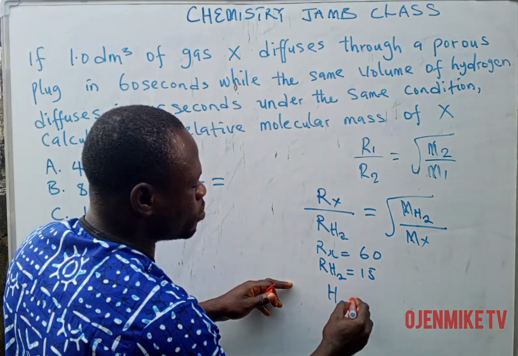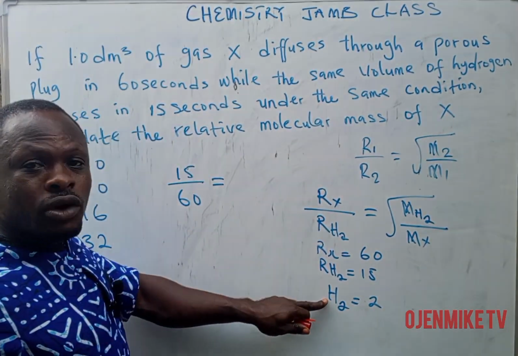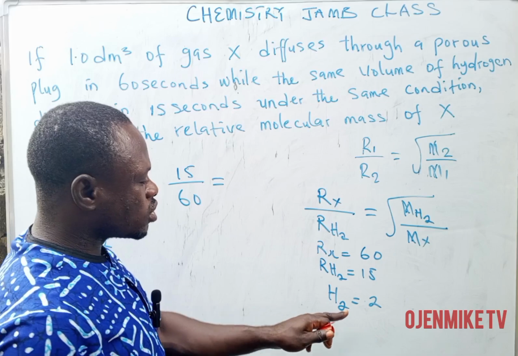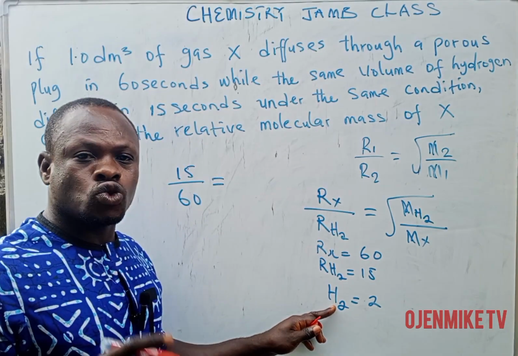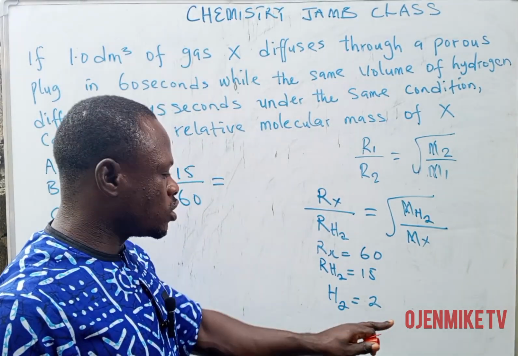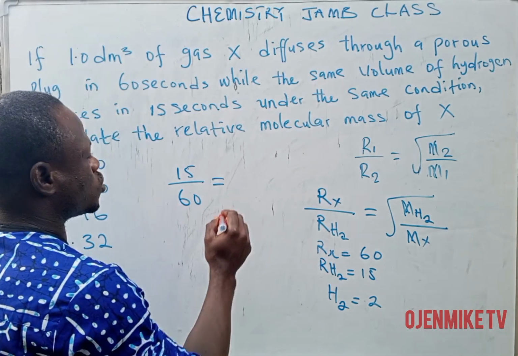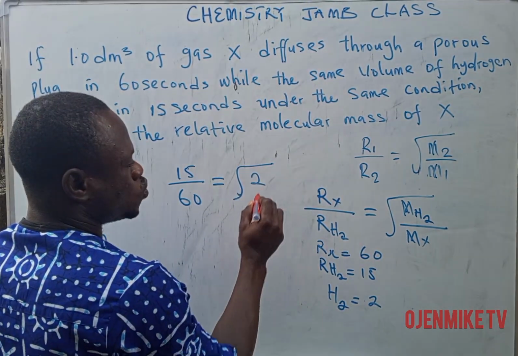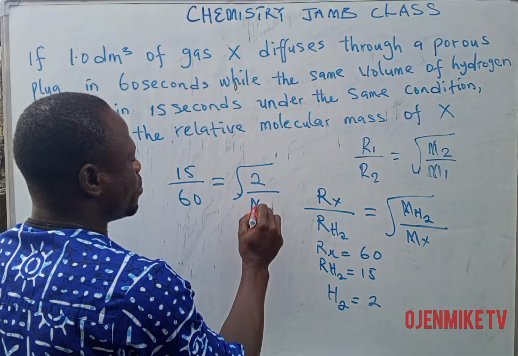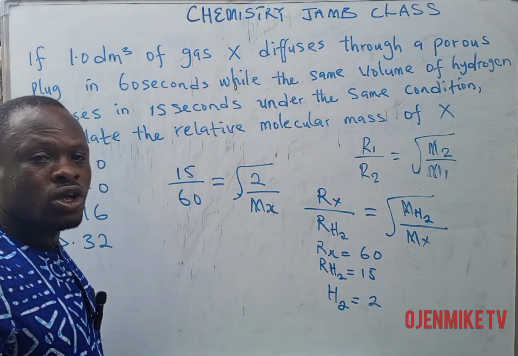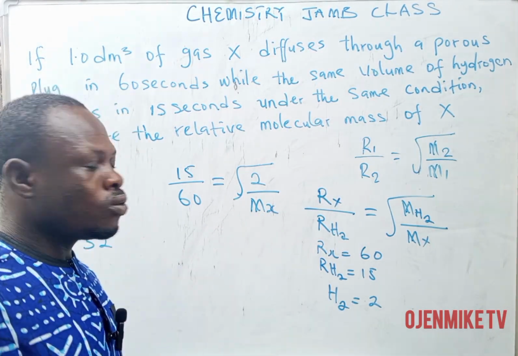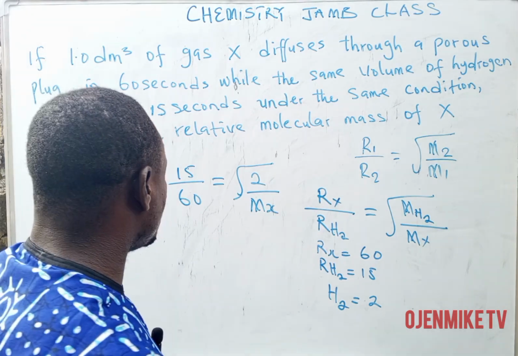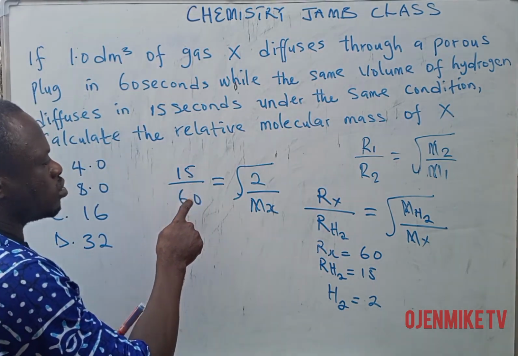Hydrogen H2, the molar mass is what? 2. The molar mass of hydrogen is 1, but hydrogen here has 2 atoms, so 2 times 1 will give us 2. So it equals the square root of 2 over the molar mass of S. We don't know the molar mass of S, so that is what we want to calculate. Are you following?